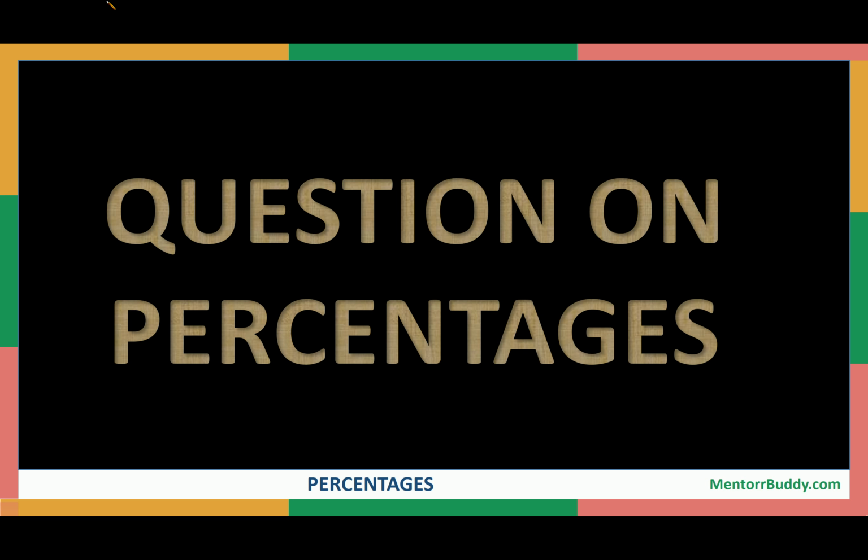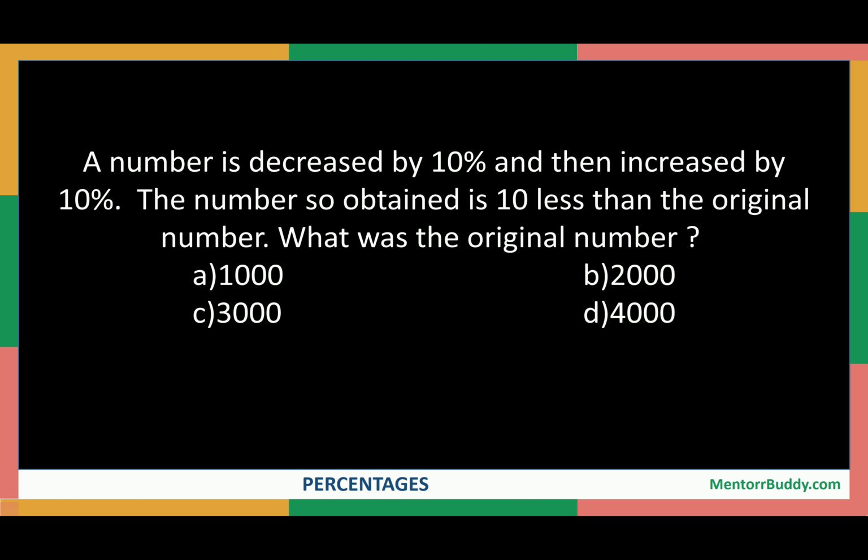Here we have a short video on percentages. So let's quickly check out a question on percentages. It says a number is decreased by 10% and then increased by 10%. The number so obtained is 10 less than the original number. What was the original number?